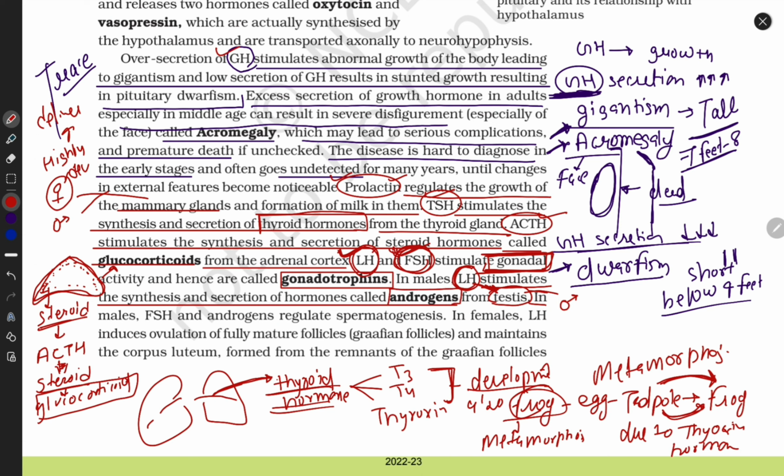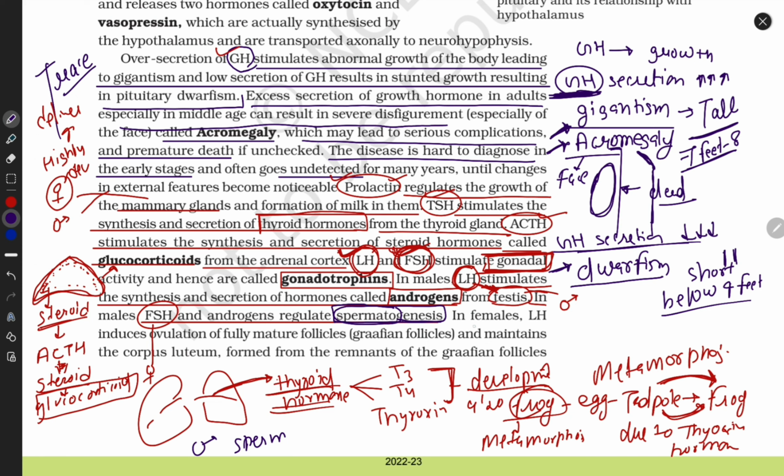Androgen performs its function in males. FSH and androgen regulate spermatogenesis. I know this is the follicle stimulating hormone. Follicle is formed in females, but this hormone still works in males. What is the meaning of spermatogenesis? Genesis means synthesis, formation. Spermato means sperm formation. Males have sperm. We all know this thing.